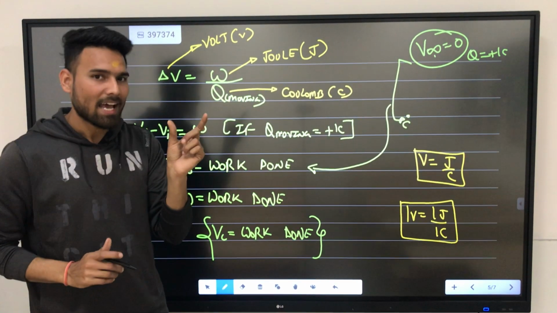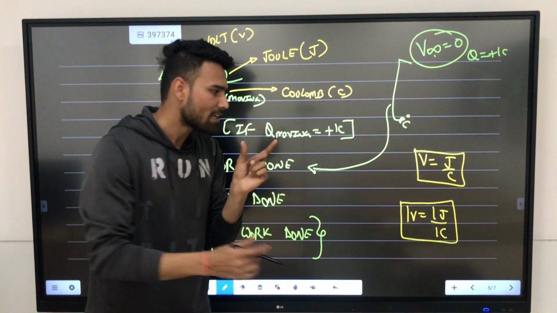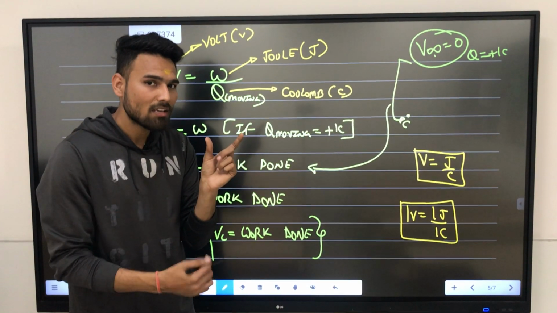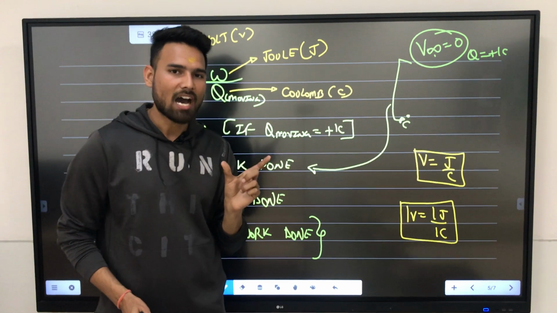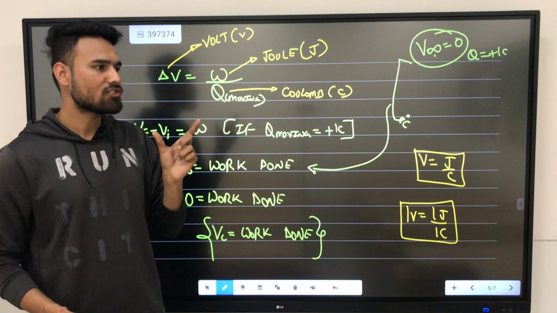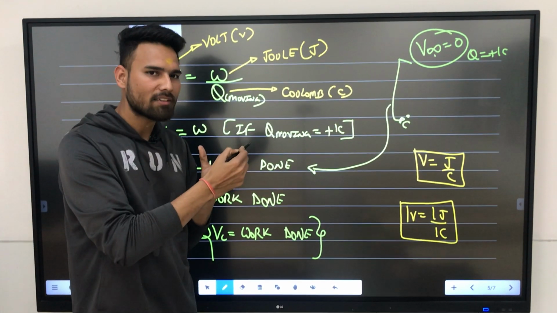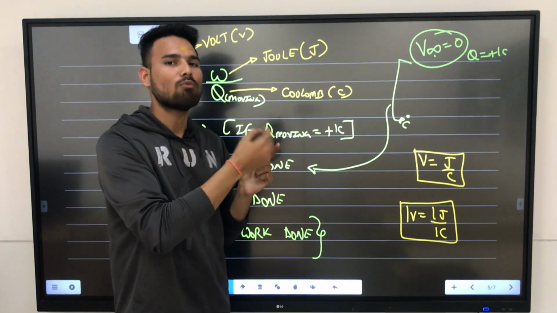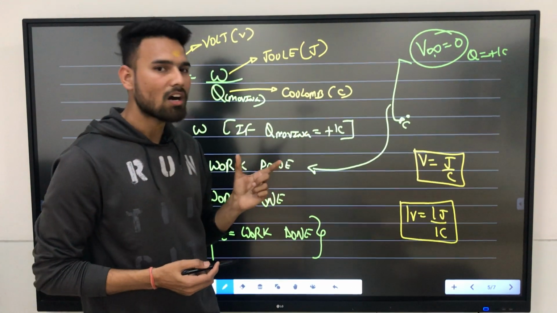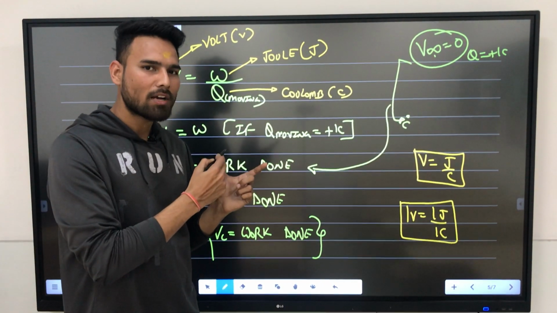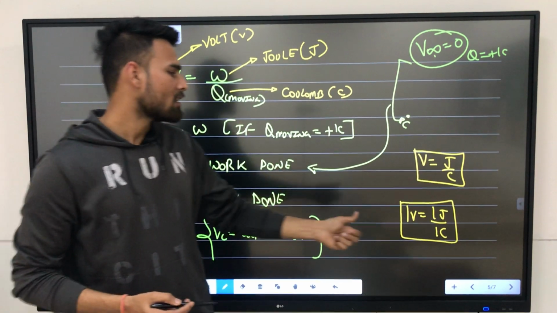If the amount of charge over here is 1 coulomb, and the amount of work done by the battery is 1 joule, then the potential difference will be 1 volt. So if the 1 coulomb of charge is to be moved from one particular point to the other particular point, and the amount of work done is 1 joule to move it, then the potential difference between these 2 points will be called 1 volt.